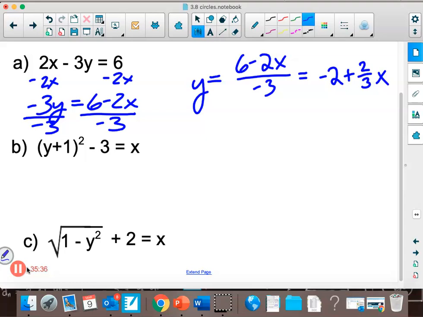So the group that got 2/3 x minus 2, yes. You guys don't have an x. Didn't we get that? You showed 2/3 minus 2. Okay, it's okay.